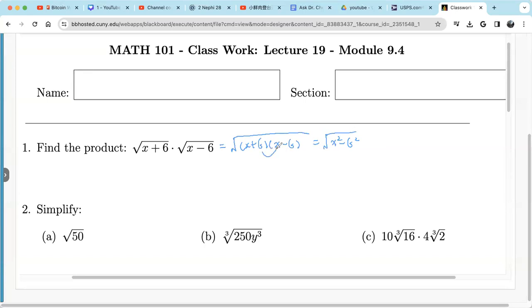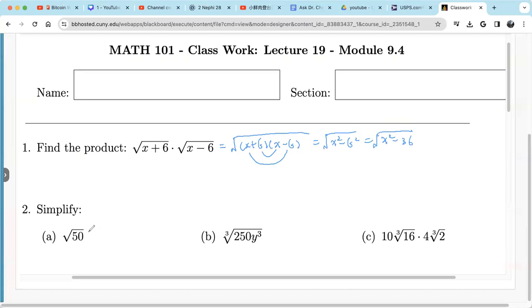Because 6 times x is 6x, and x times negative 6 is negative 6x, so they cancel to be 0. Well, that's just square root of x squared minus 36. And that's it. We cannot simplify further. Sometimes people make mistakes, saying okay, they break this one into square root of x squared minus square root of 6 squared. No, we cannot do that. So the answer is the square root of x squared minus 36.